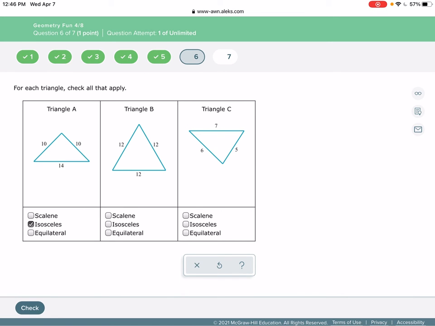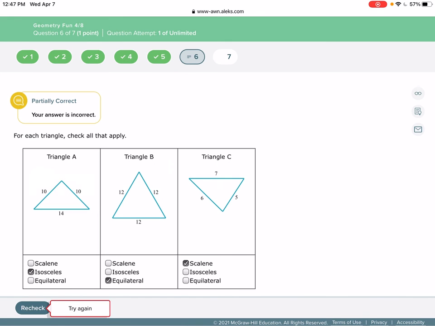Next, triangle B. We've got 12, 12, and 12. They're all the same. All the sides are equal, so equilateral, 3 equal sides. That's an equilateral triangle. And then this last one, nothing's equal to each other, so that's our scalene triangle. We're going to click that, click check, and away we go.